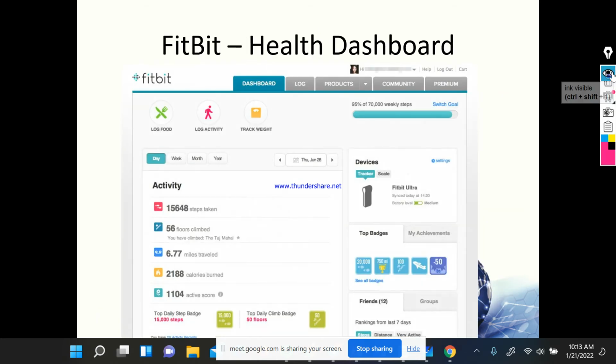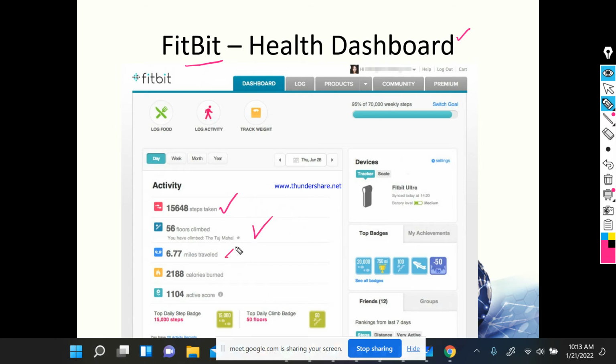There is another one which is very interesting. It's called Fitbit. You know, it's a health dashboard. Maybe many of you are using Fitbit, and you see that it has a health dashboard. Why? Because you can have statistics of your different activities: the steps you have taken, how many floors you have climbed, miles traveled, calories burned. So you can see your present trends, and ultimately the decision is yours, of course.